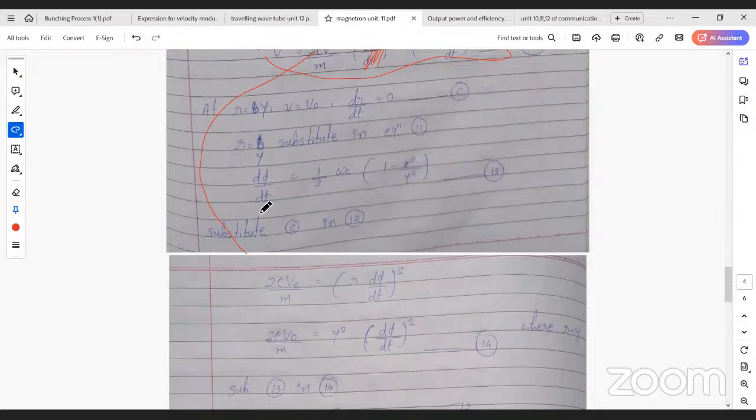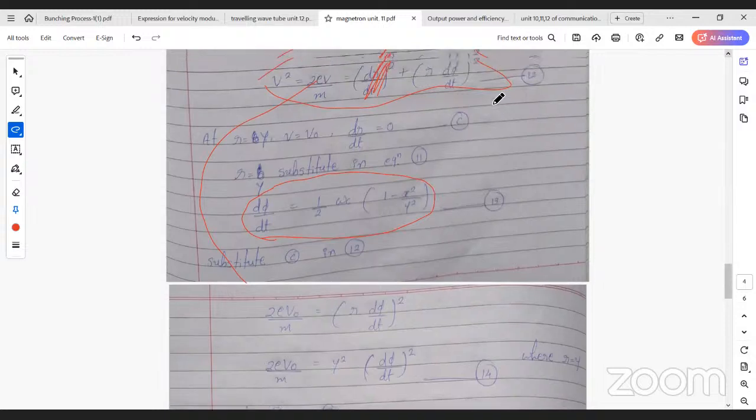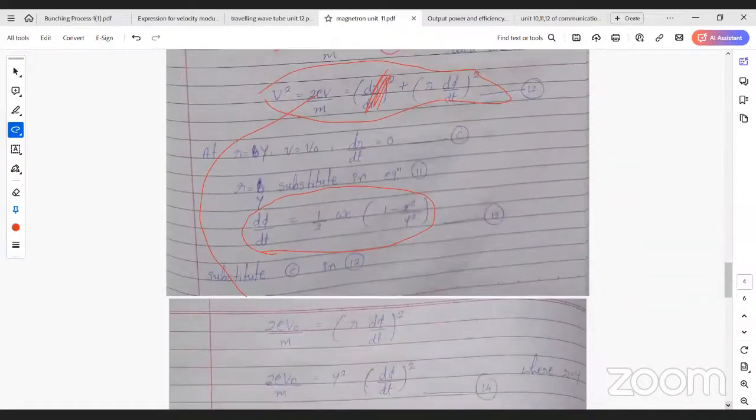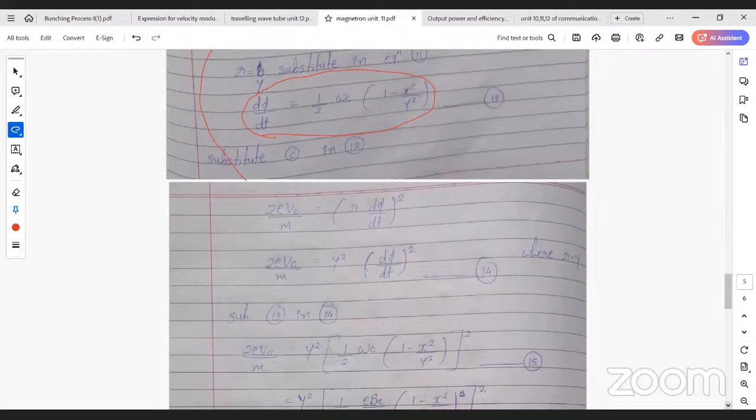Now d phi by dt is equal to half omega c times 1 minus x square by y square. From where did we get this equation? Equation number 11. In place of r, I am substituting y. That one is substituted. Just refer to your textbook. Keep your textbook in front of you, then you will understand whatever I am covering.